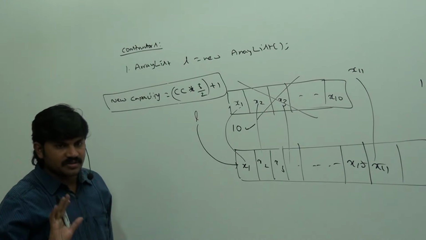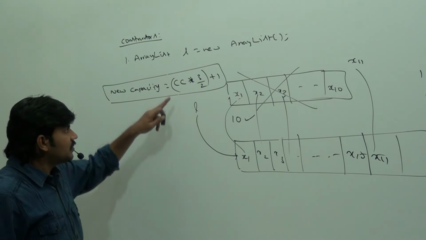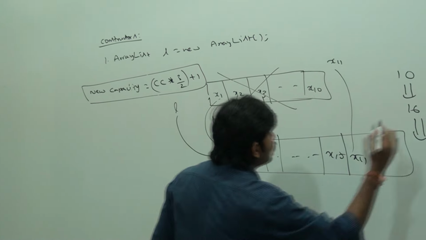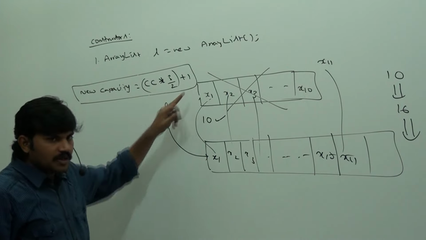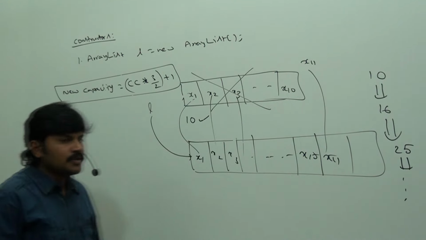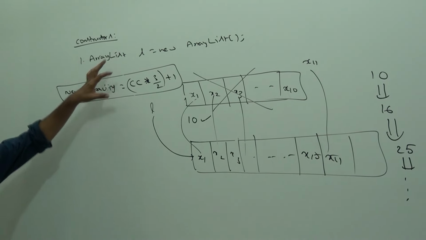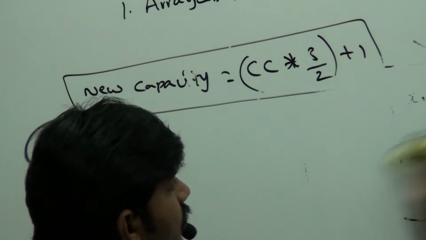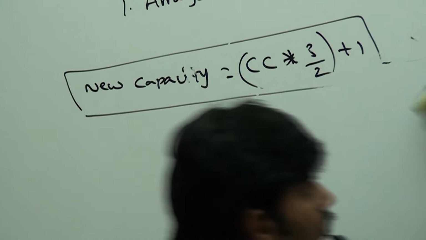Suppose 16 is also completed, and we try to insert the 17th element. Then 16 * 3/2 is 24, plus 1 is nothing but 25. Are you getting it? So this is the first constructor that we have.